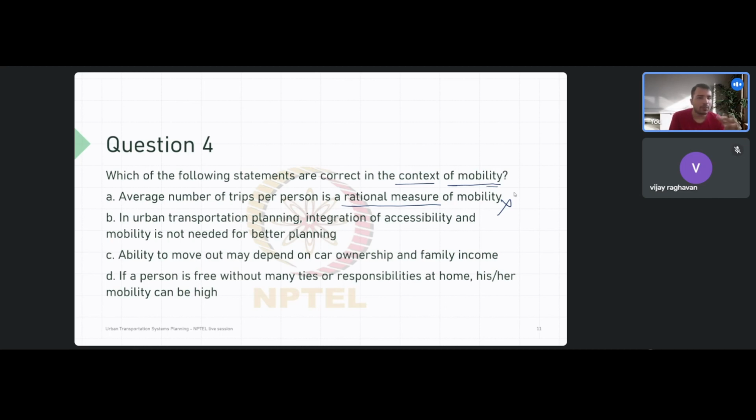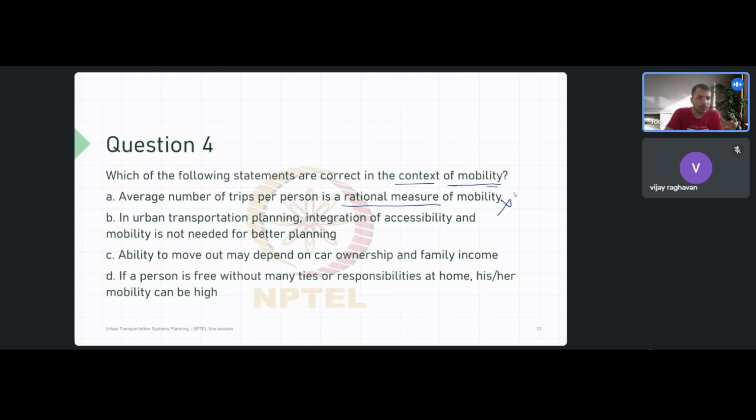If we compare it with a person who is making one trip but he is going far away, that is a different picture. The same person is going very far, and the same person is making 5 trips within the same locality. So average number of trips per person is not a very good measure to take because different things are possible.